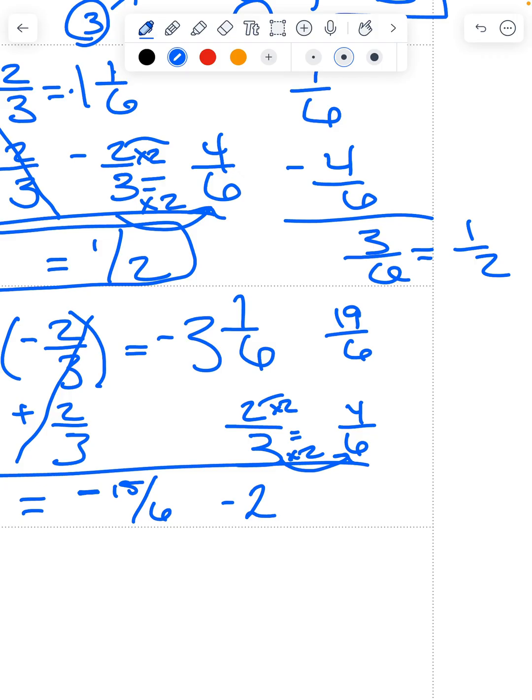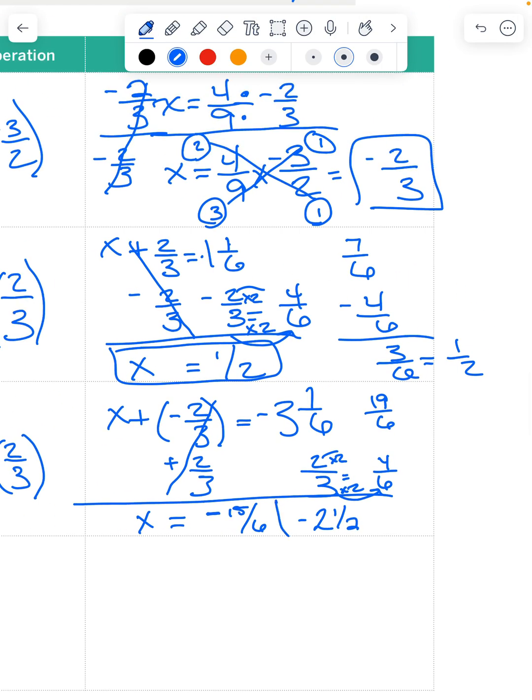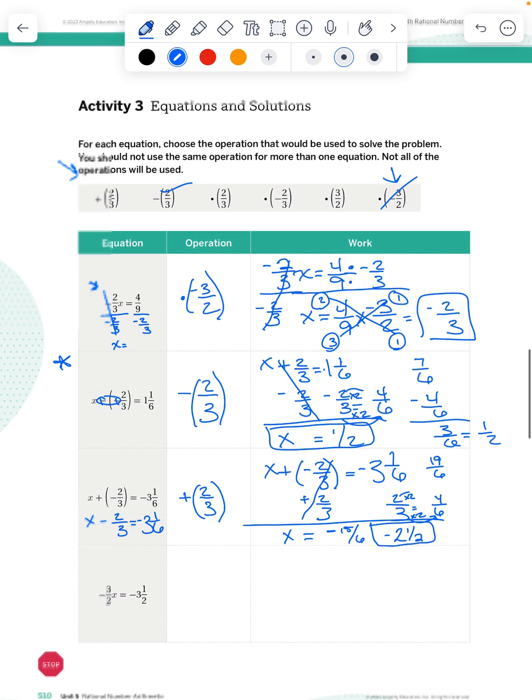Or -2, 12, 13, 14, 15, and 3/6, which is the same as 1/2. Okay, so you should have got -2 1/2.